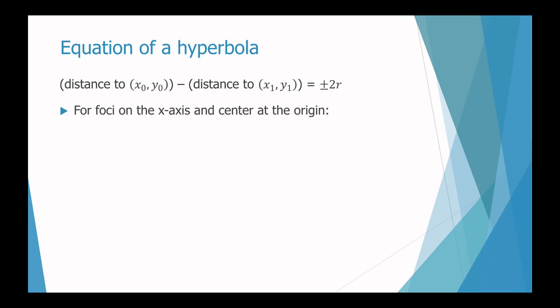Focus on the x-axis, center on the origin, gives us this equation. And yes, it is really, really close. Again, center at the origin. What do we know that's different? These are reversed for one, right? That's something. What else is reversed? Or what else is different?